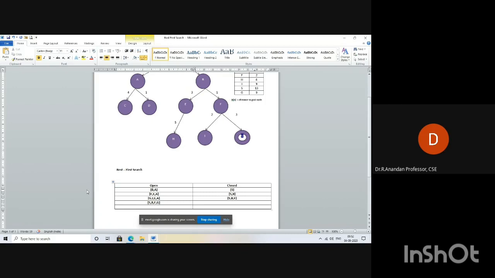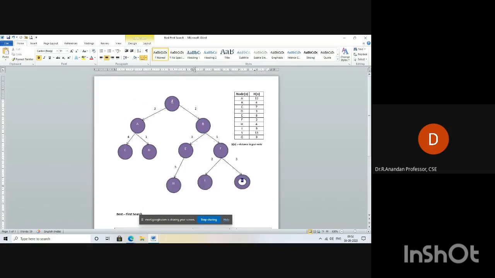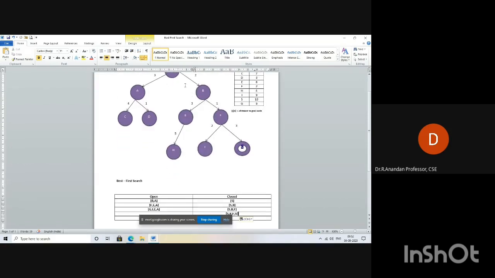Yes. Okay. Yes, sir. Now G is also closed. I already reached the goal. So what is the path here? S, B, F, G is the path.